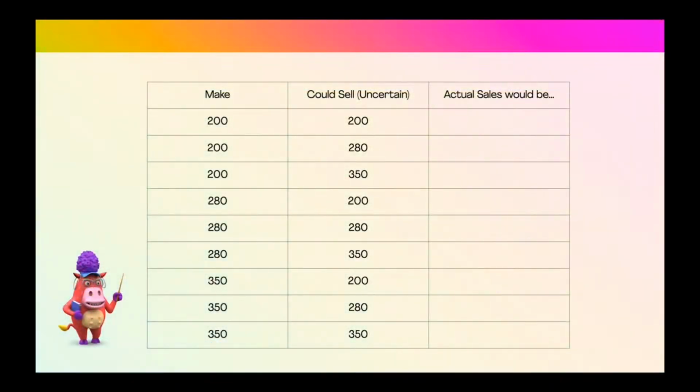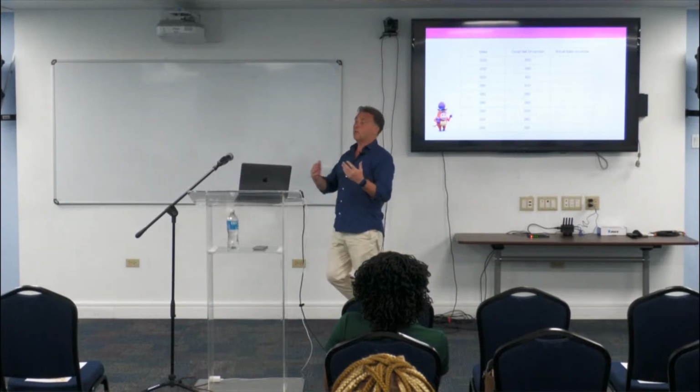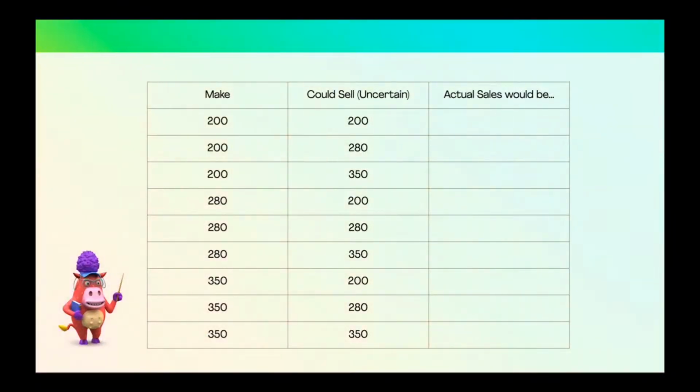Right, this one takes a little bit of thinking about, but what I'm trying to show you here is that your sales could be 200, 280 or 350, but we don't know what they're going to be. It might depend on the weather. So we've got to make a decision. Should we make 200, 280, or 350?